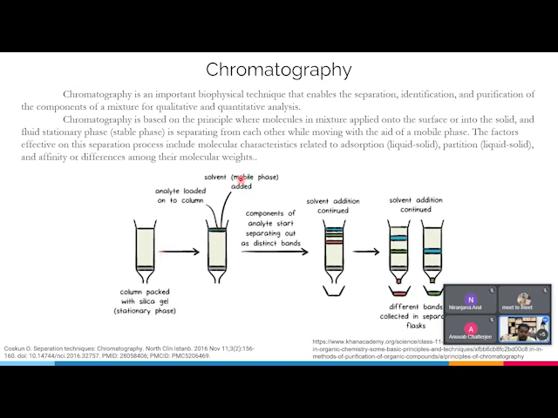So you had a mixed analyte, and now you have different bands that are collected in separate flasks, and that is why it is known as chromatography. That is separation based on color. But obviously, the advanced forms that are used nowadays do not have anything to do with color, but the name has remained. Essentially, you pass your substrate through a column, you separate everything inside the substrate based on size or various other characteristics. So this is what chromatography is.